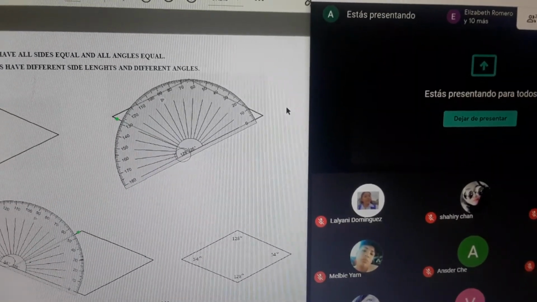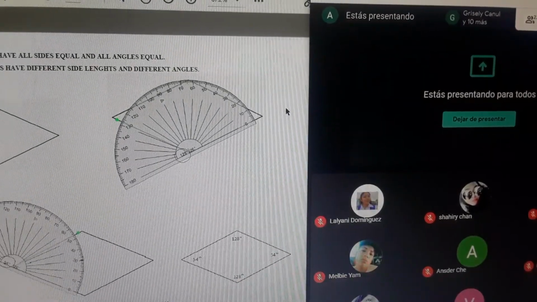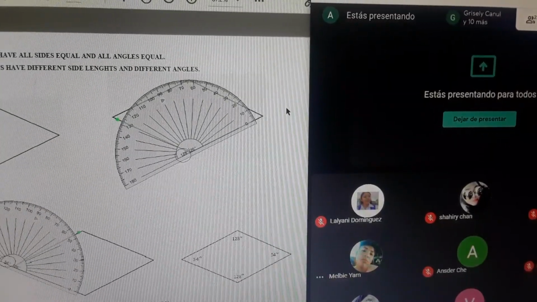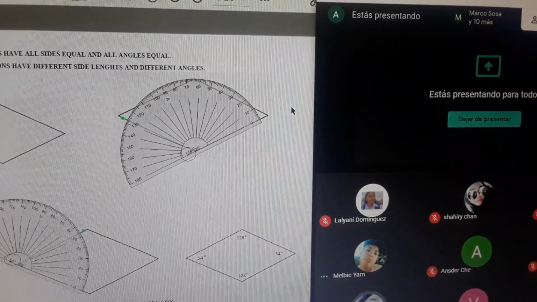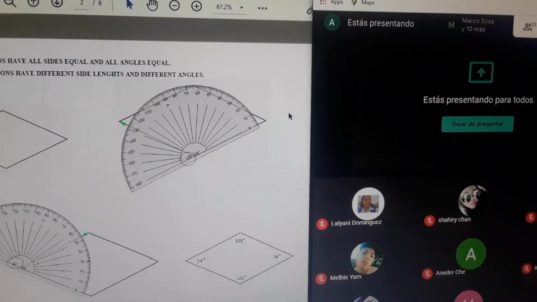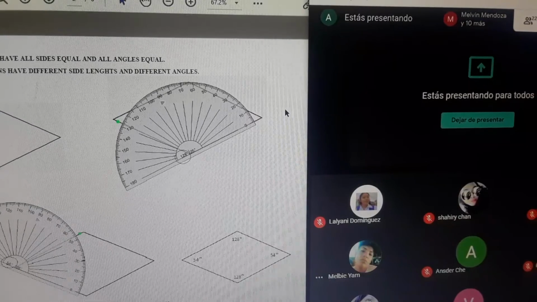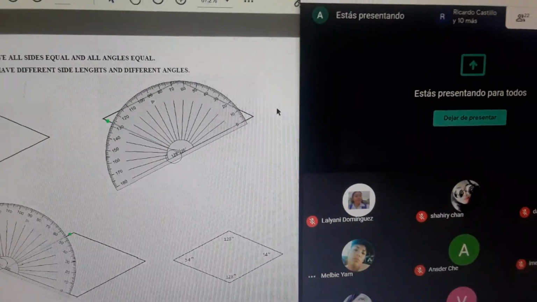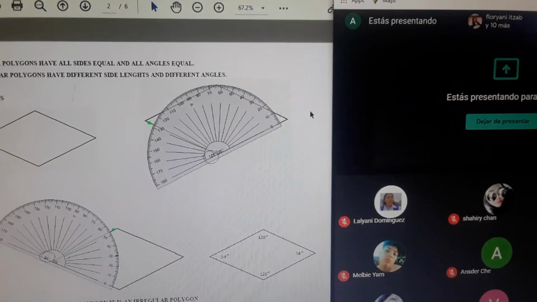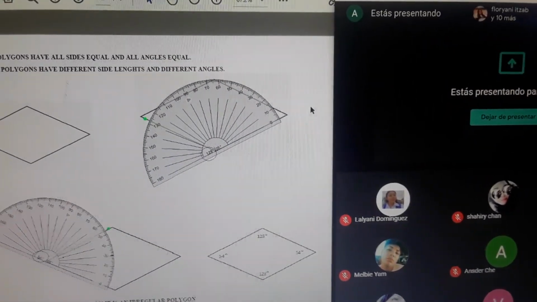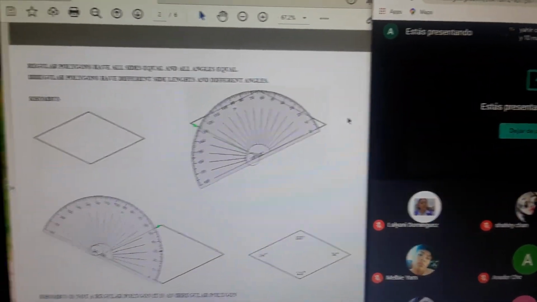So an irregular polygon, what is the meaning of an irregular polygon, guys? Anybody can tell me that? They don't have the same sides, sir. You don't have the same sides and the angles, what happened with the angles? Different angles. Different angles, okay? Yes. So last class we were finding if the shapes were regular or irregular.